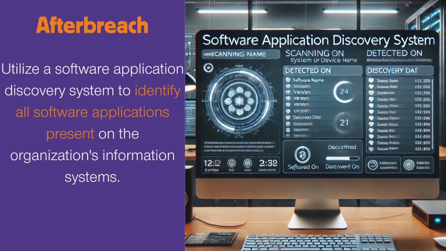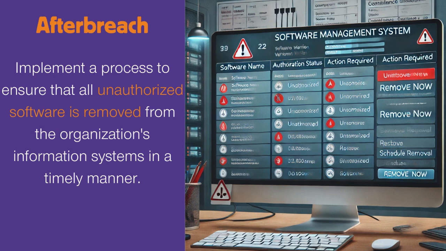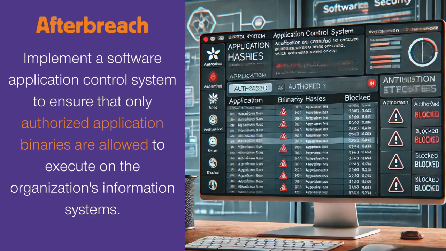You can utilize the software application discovery system to identify all software applications present on the organization's information systems, and that's from your approved binaries to third-party vendor libraries. You can see it all. And of course, if it's unauthorized, you can have it removed. And there's vendors out there that do this better than others. So you just sort of have to do your research to see which one would work better for you. A lot of times it comes down to price and who's going to offer the best value for your buck. Some are just bigger and more expensive than others, and some have exactly what you need.